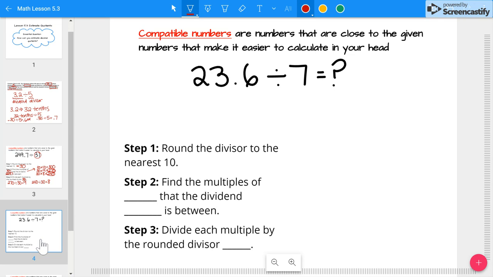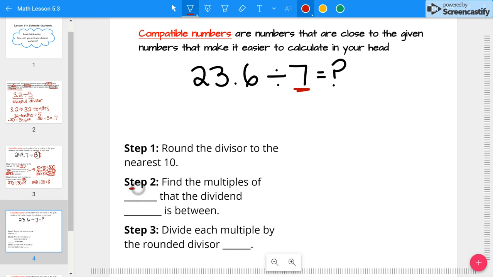Let's look at one more. I have the problem 23 and 6/10 divided by 7. So I'm going to use compatible numbers again. Step 1 says round the divisor to the nearest 10. Well, I can't round it. It's only one number. So I'm going to keep it as 7. I'm going to keep this number the same in this case.